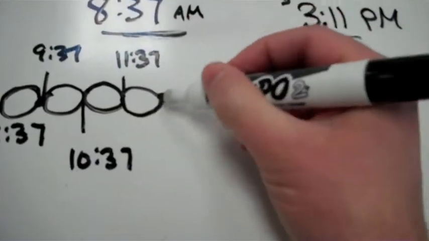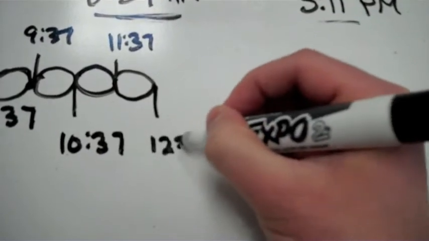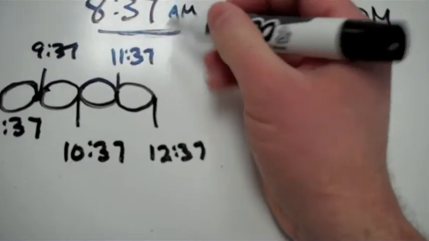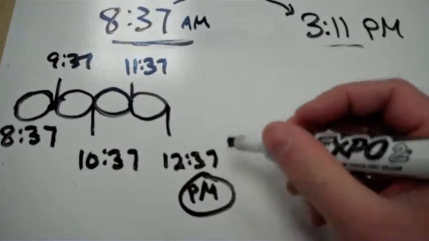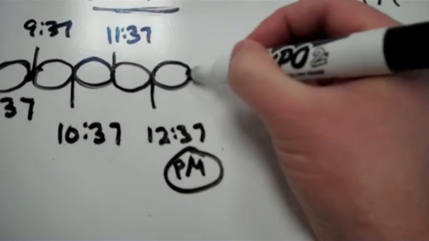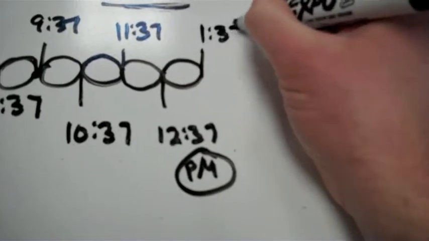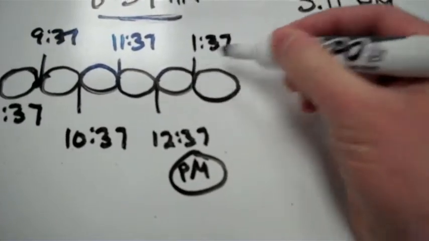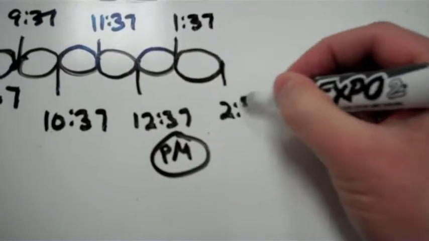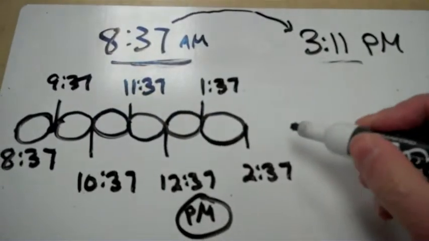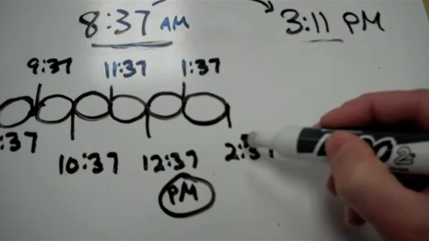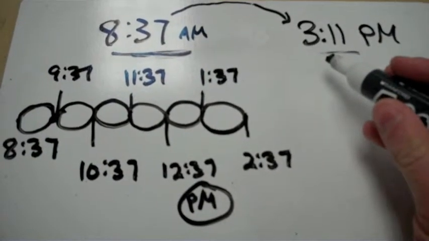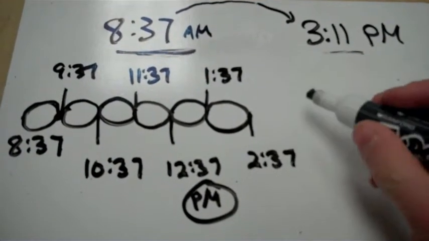Plus another hour is 12:37, but now it's not AM anymore. Now it's PM. Now we're in the afternoon. We'll keep going. Add another hour. It's 1:37. Add another hour is 2:37. And here's where I'm going to stop, because if I add one more hour, it will give me 3:37, and that's past the ending time. I don't want to go past my ending time.